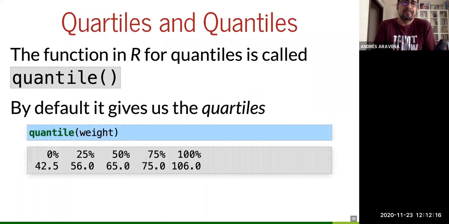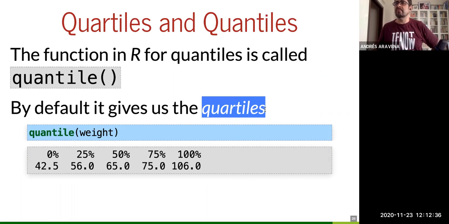How do we do this in R? The function, and here you have to pay attention because, unfortunately, the language is not very clear. The function is called quantile. But if we don't say anything, it will give you quartiles. It is confusing because the names and meanings are very similar, but they are not exactly the same. So you have to be careful. The command is quantile and it gives you quartiles.